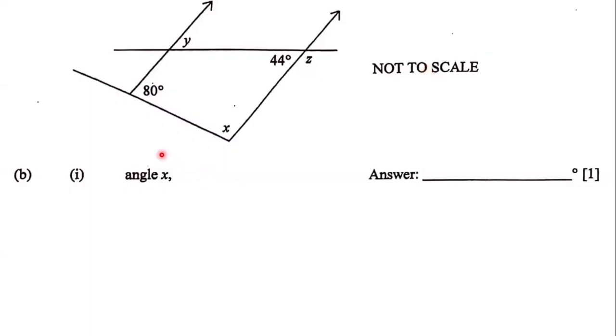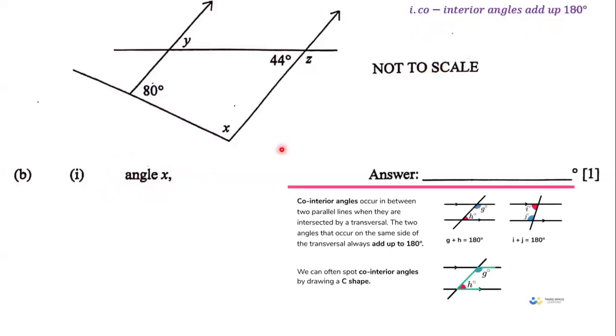Here, our goal is to determine the size of angle X. Notice that we have a useful geometrical rule. It says co-interior angles add up to 180 degrees. But how can we identify co-interior angles? It says we can often spot co-interior angles by drawing a C shape. So let's draw a C shape.